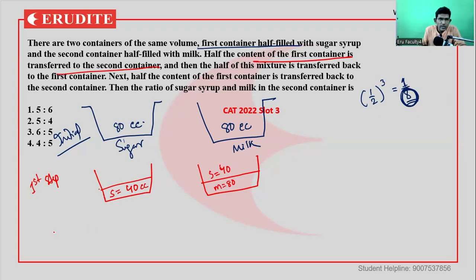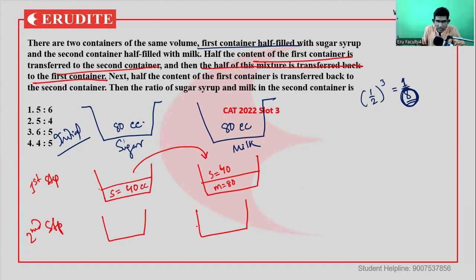Right? So fine. Now the second step. If I draw the same, what will happen? Half of this mixture is transferred back to the first. Now if I take out half of this mixture, what will happen? That means half of the sugar and half of the milk will also be shifted, right? They will move in equal proportion.